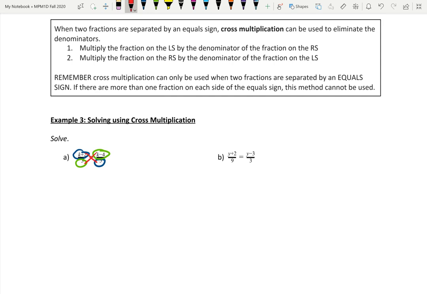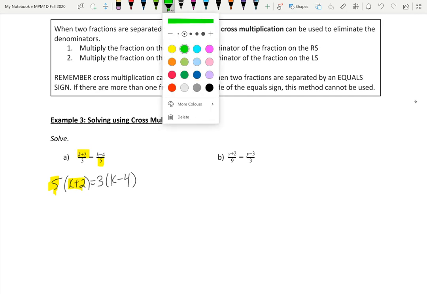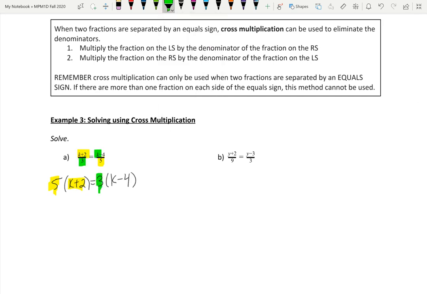With what you're actually doing, 5 times k plus 2 is equal to 3 times k minus 4. So I've eliminated my denominators, or my fractions. This 5, I multiplied it by k plus 2, and then this 3, I multiplied it by k minus 4. Remember, you can only use this when these two fractions are separated by an equal sign.